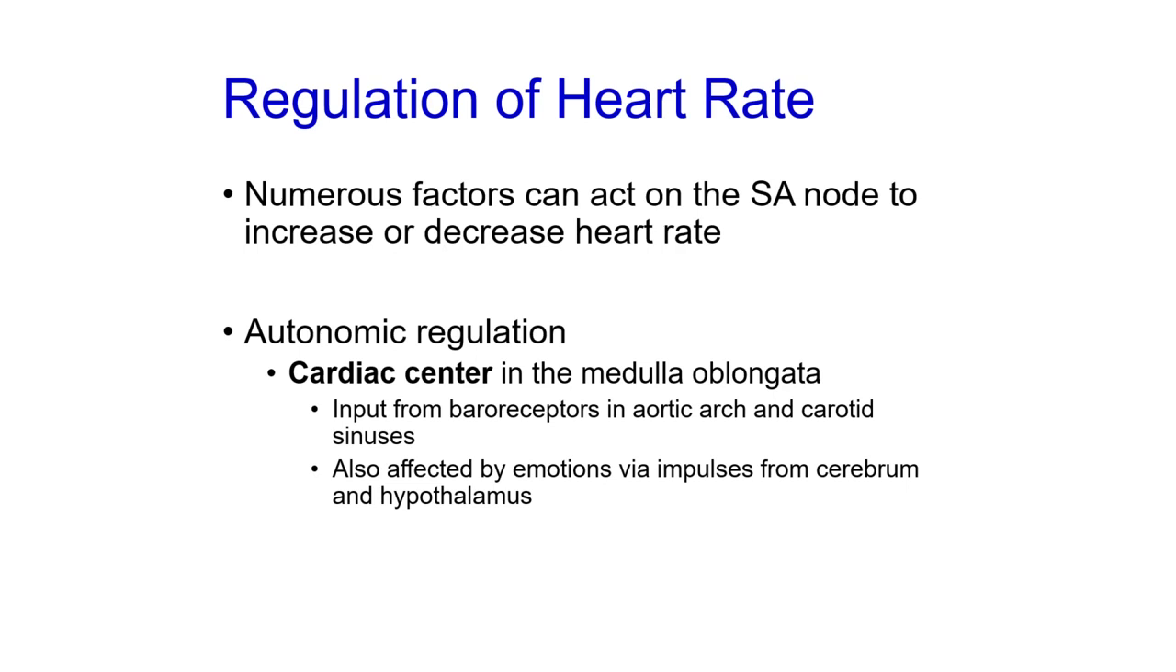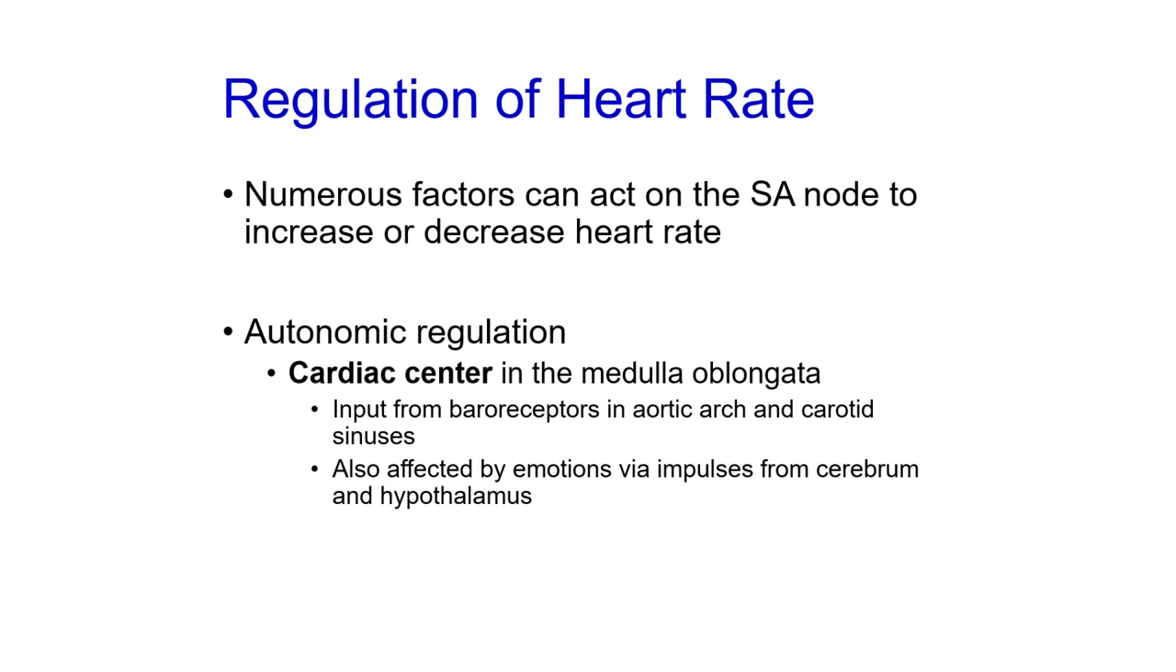Let's talk a little bit about regulation of heart rate. There are numerous factors that can act on the SA node to increase or decrease one's heart rate. So there's something called autonomic regulation. And you have a cardiac center in your medulla oblongata, which is in your brain. And there is all kinds of things going on there.